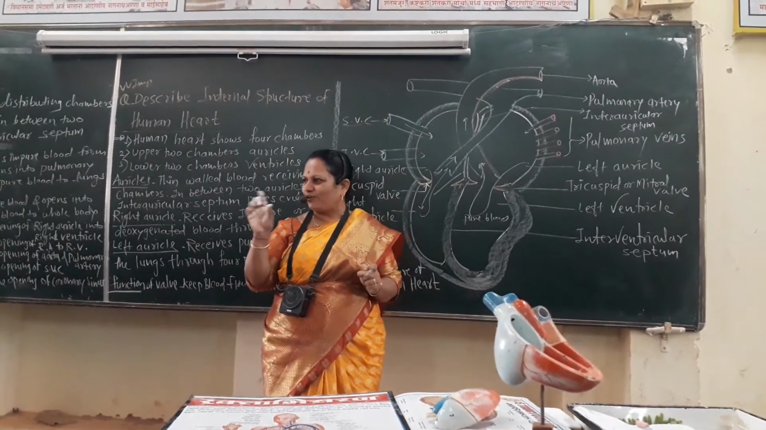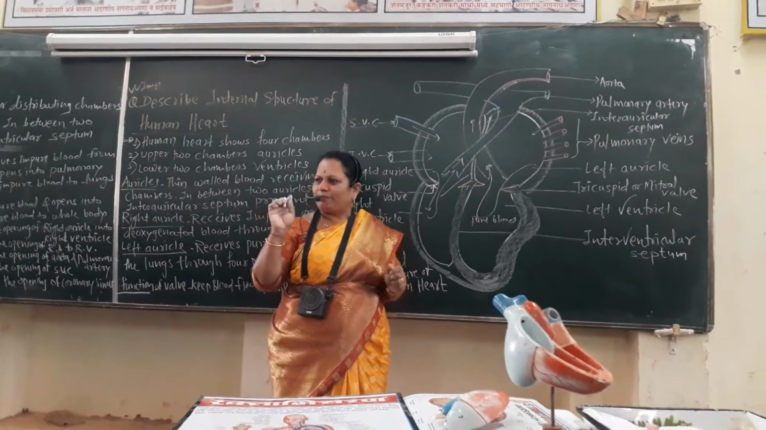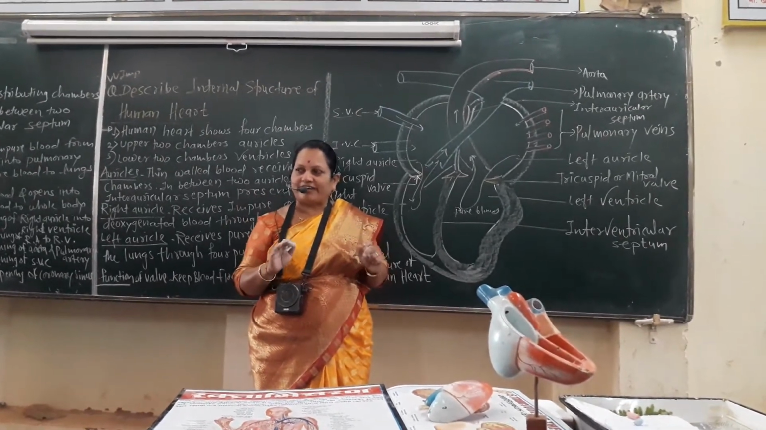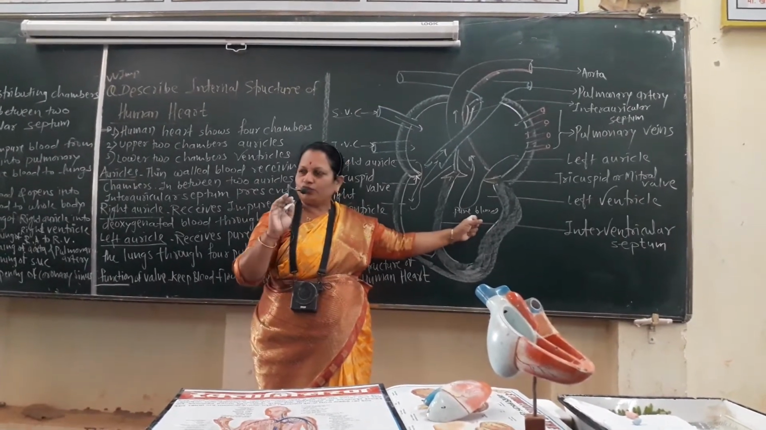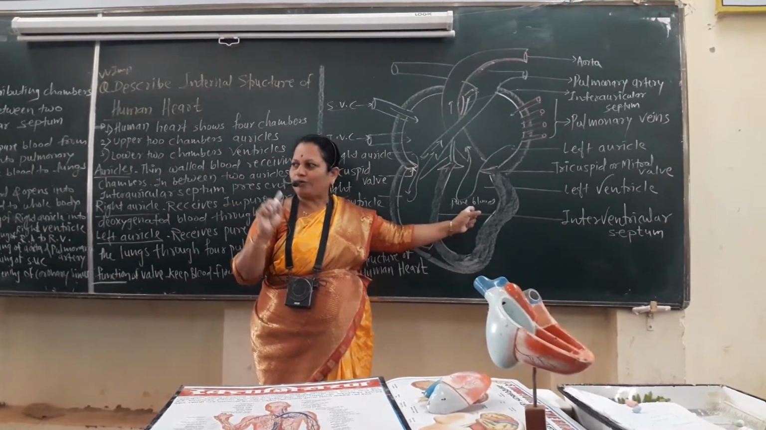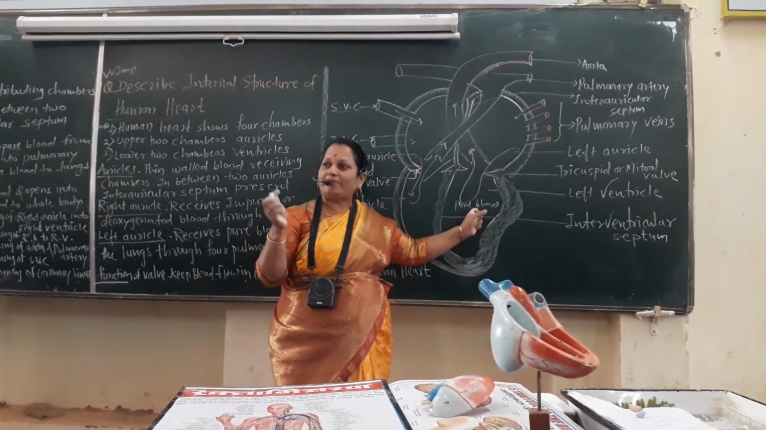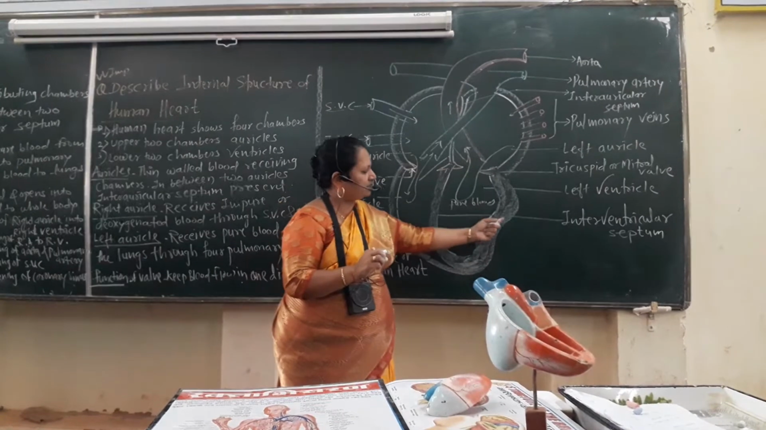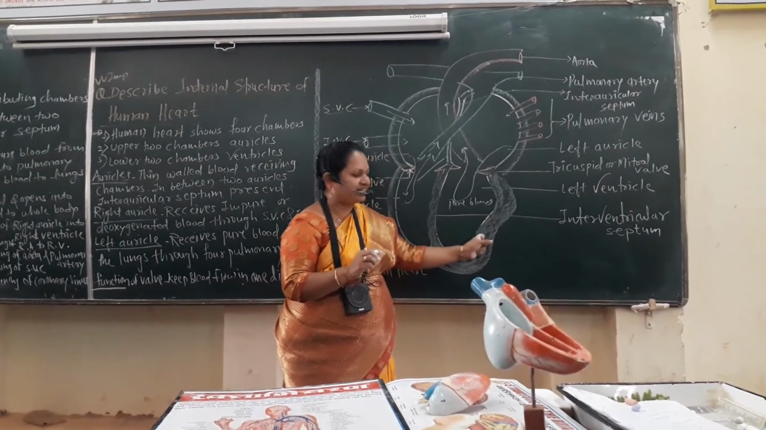The lungs are at a near position or location. Therefore, no maximum pressure is required. But here, the blood should reach each and every part of the body. So as to create maximum pressure on the blood, the wall of the left ventricle is thicker.